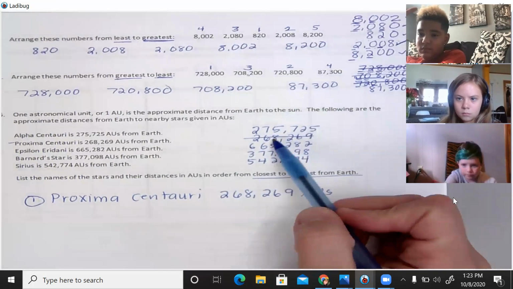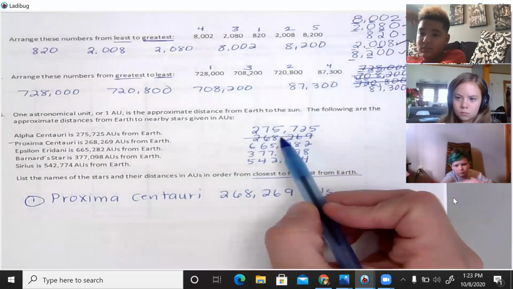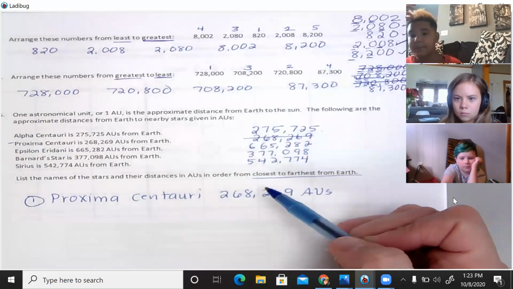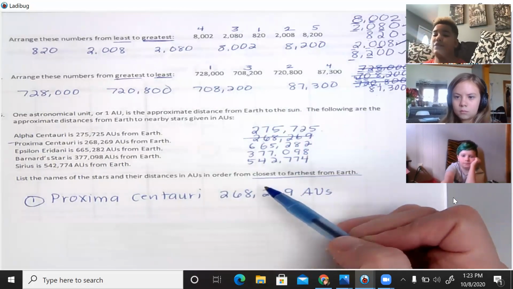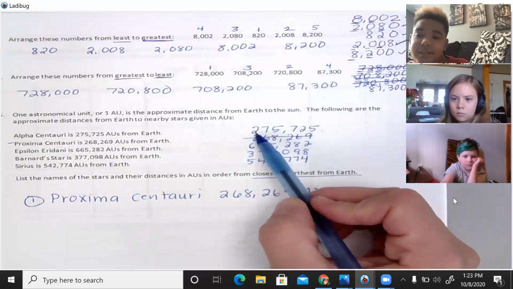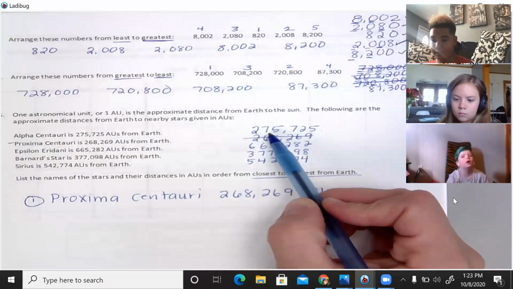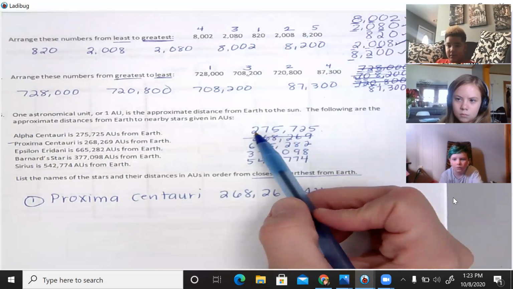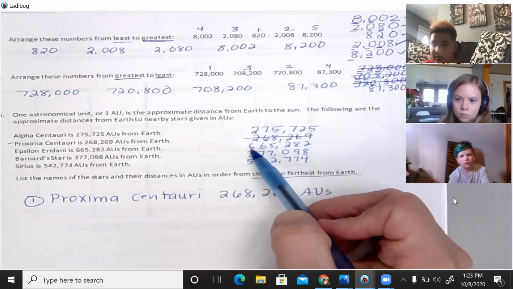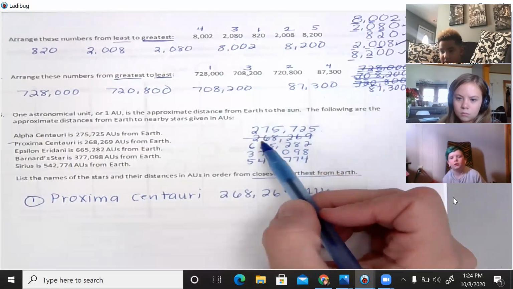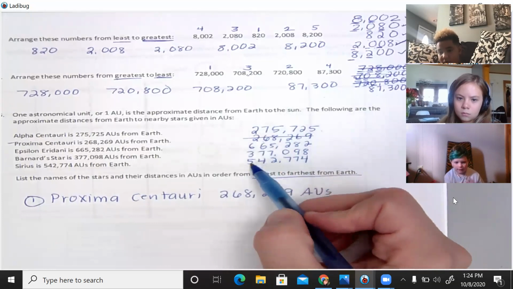Okay, Trace, sorry, we got a little interrupted. So this was our smallest. How do you know that this one comes next? Because the other one says 268 and the other one is 275. Okay, so why do you think it's that one and not this one? Because they're both 2s, and the 6 is higher than 2. Very good. Great answer. These are all bigger than 2.